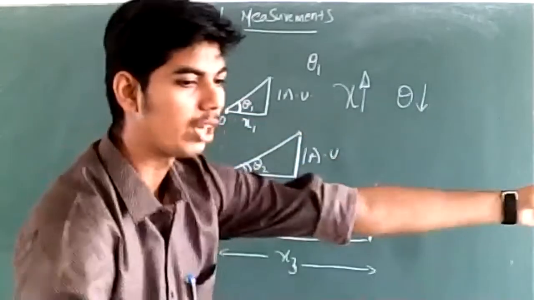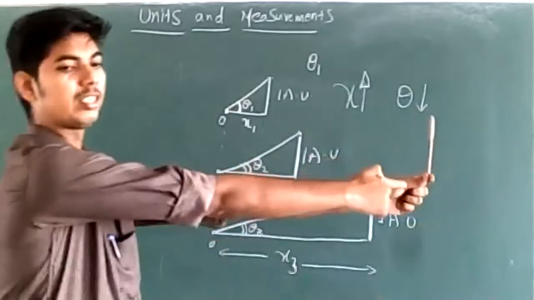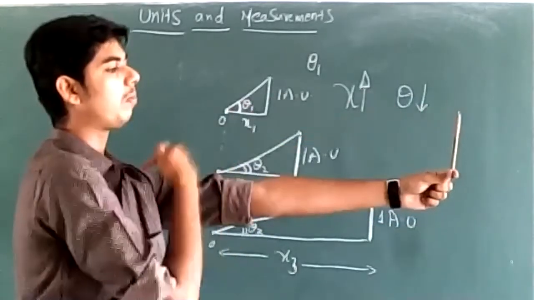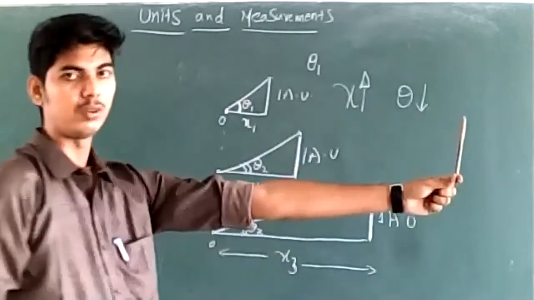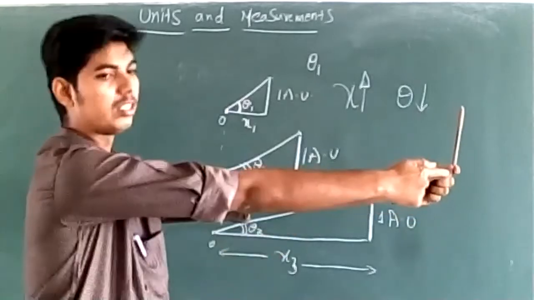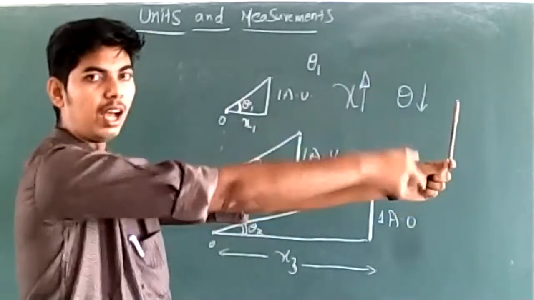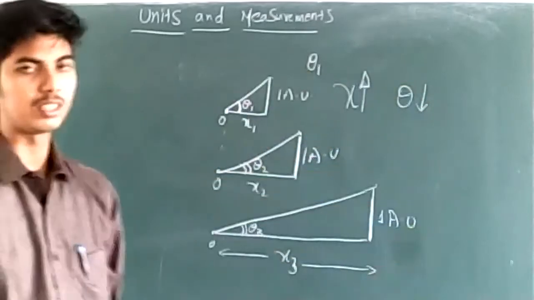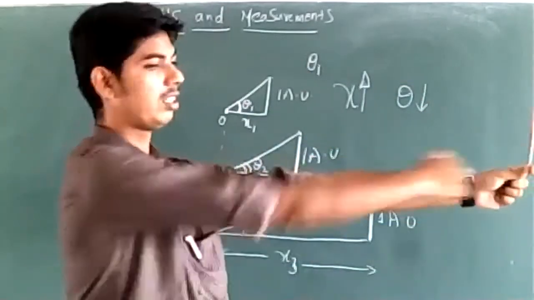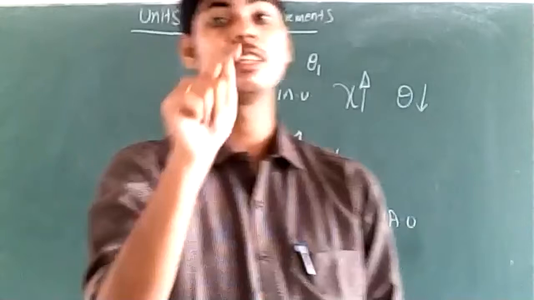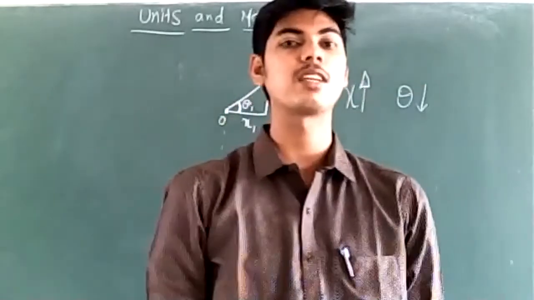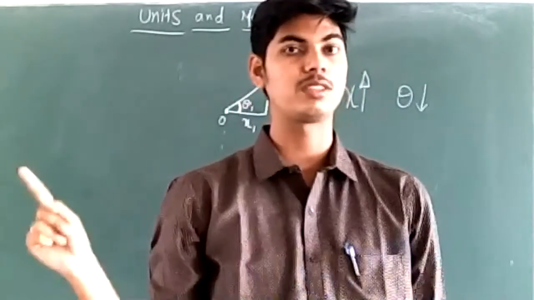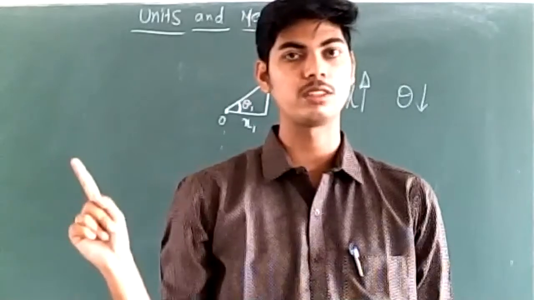So can you tell me what this distance is called? What do we call the distance between my eye and this arc? What is this distance at which an arc of length 1 astronomical unit subtends an angle of 1 second called? That distance is called a parsec. Parsec is a distance. It is not concerned with seconds. Do not bother about seconds.